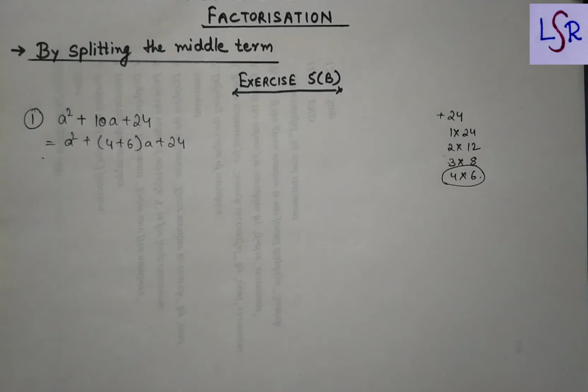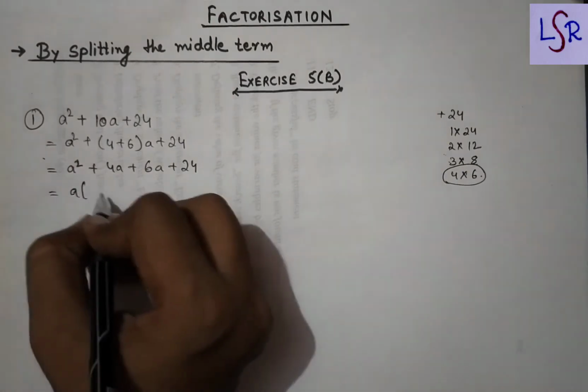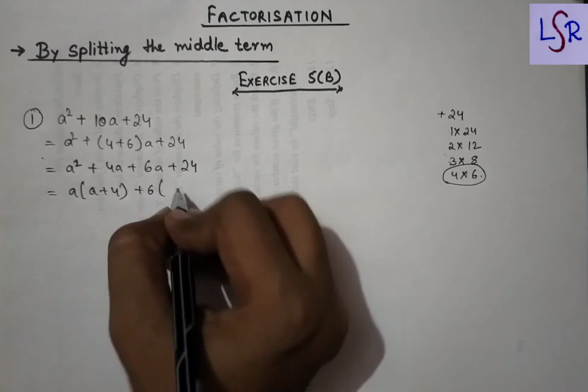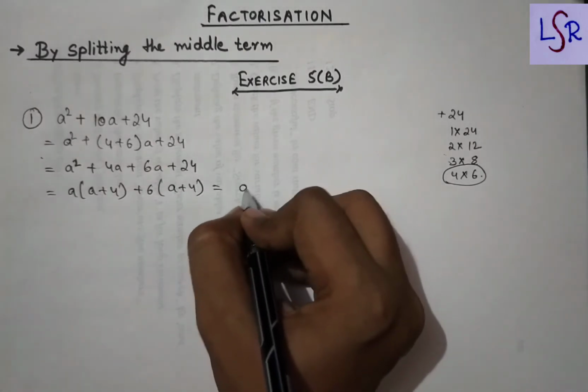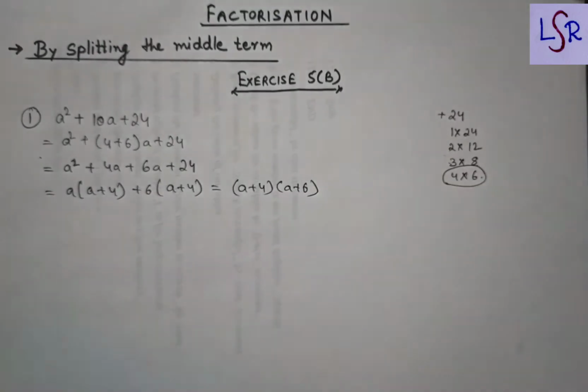Here we got it. Now we are going to open the bracket. Now we can take a common from the first two, that is a plus 4, and from these two 6, and we will be left with a plus 4 only, and that will be equal to a plus 4 and a plus 6.